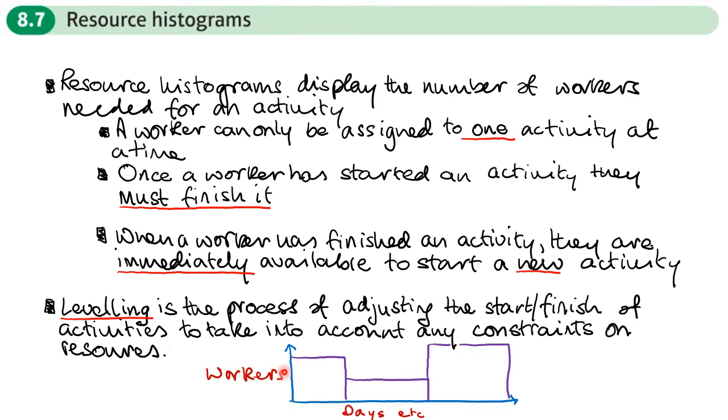So what does a resource histogram look like? Well, it actually looks like a histogram. Up the side we have the number of workers on that scale. On this scale here we have the number of days or hours or weeks or months or even years. And the height of the bar represents the number of workers that are needed in a particular time. So for example, if this were days here, then we can see for the first 2 days, if this was going up in 5s, 5, 10, we would need 10 workers. Then for the next 3 days, we only need 5 workers, and so on.